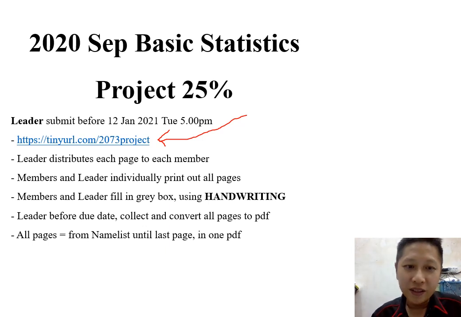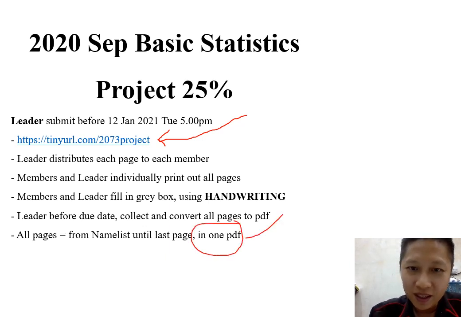What does all pages mean? It means, what should the leader submit at the end? It will be the whole PDF that you download, from the name list until the last page. The leader is going to use a PDF converter, something like that, to compile everything into one PDF, okay? One PDF, and submit where? Submit here.